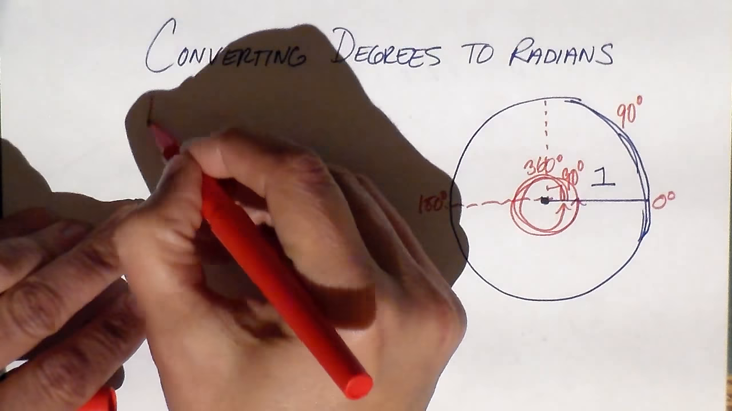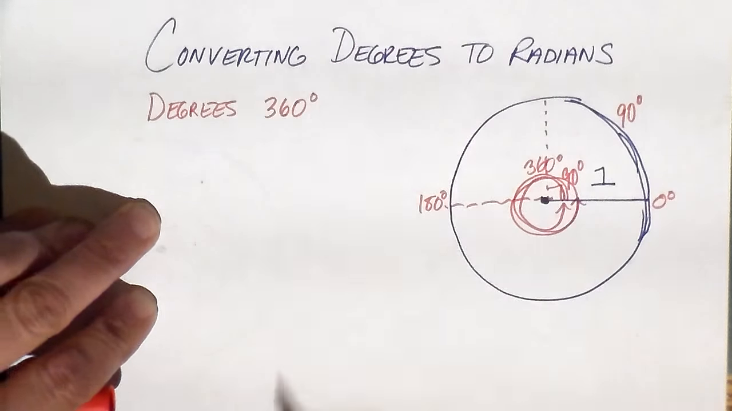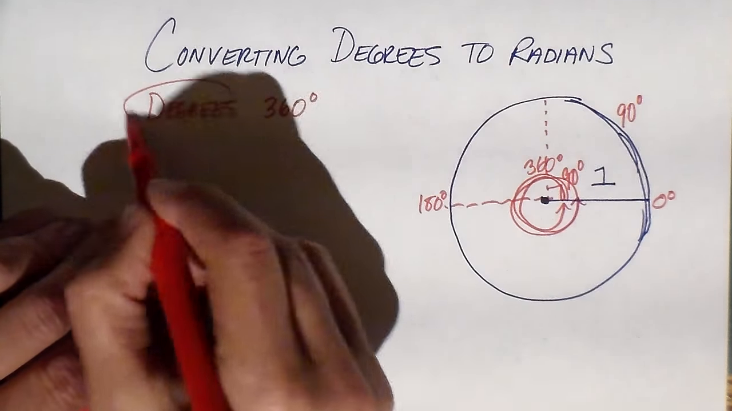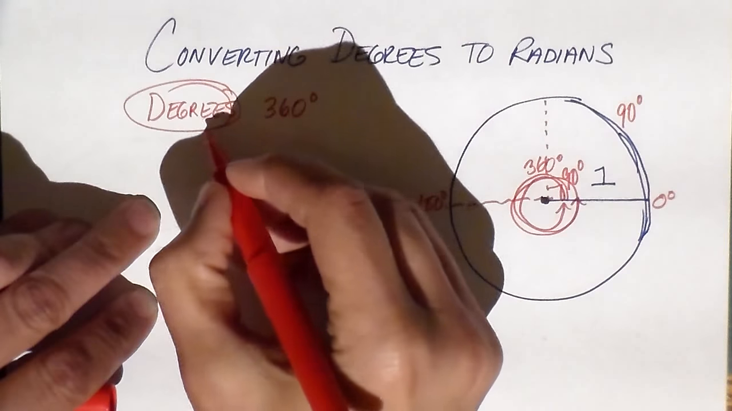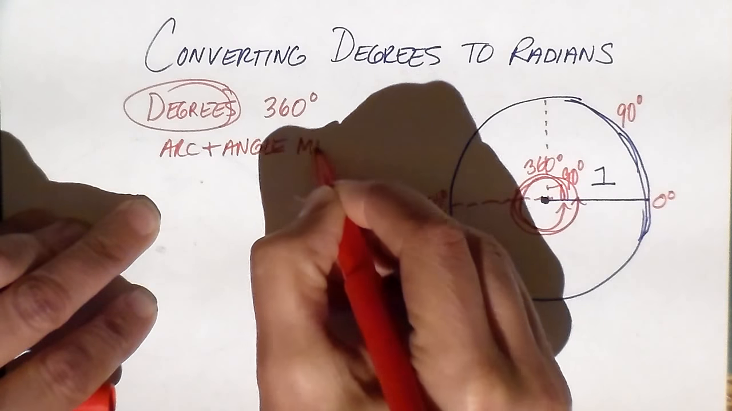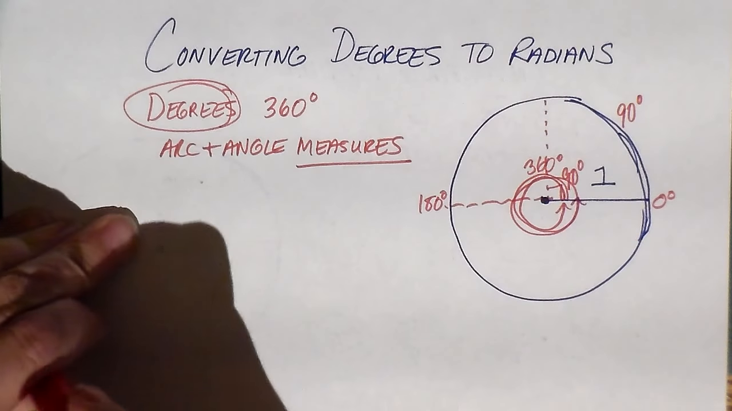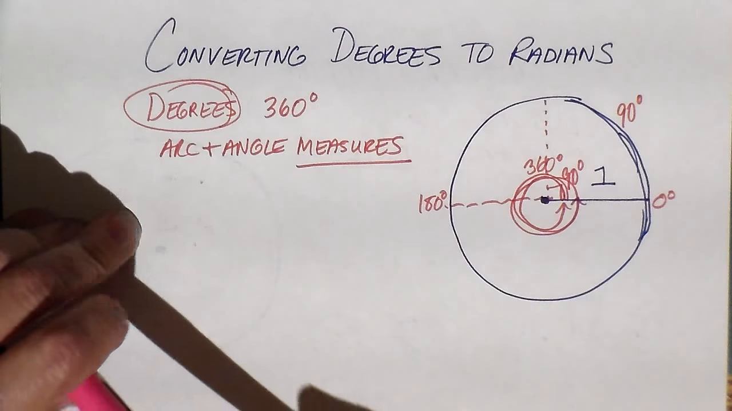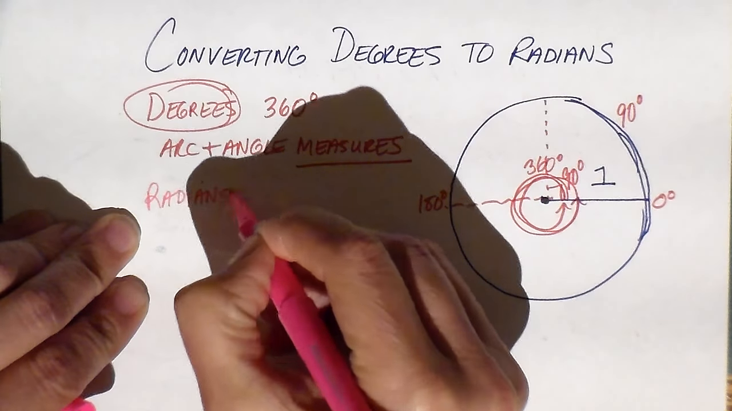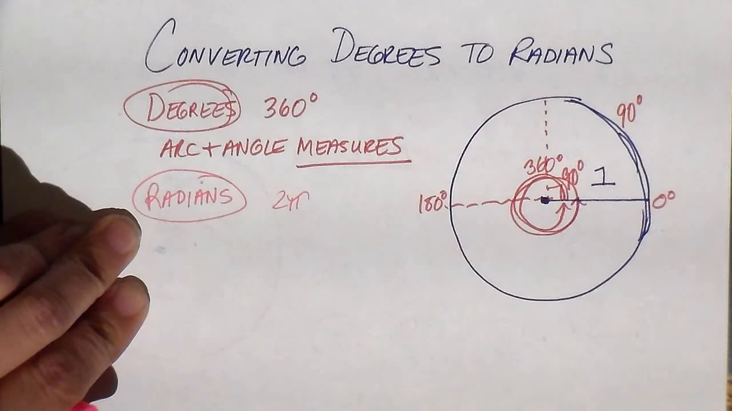Okay, so degrees, there's 360 in the circle. There's 360 degrees in a circle. And the degrees have to do with the arc and angle measures. Keyword there, measures, okay? If I want to convert to radians, I'm looking for radians. Radians have to do with the circumference of the circle, okay? There are 2 pi radians in a circle.